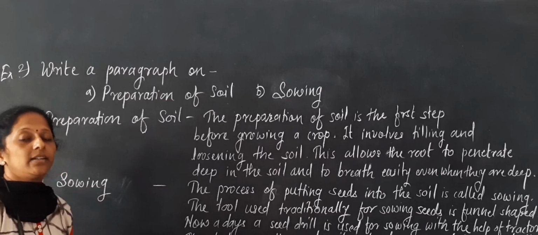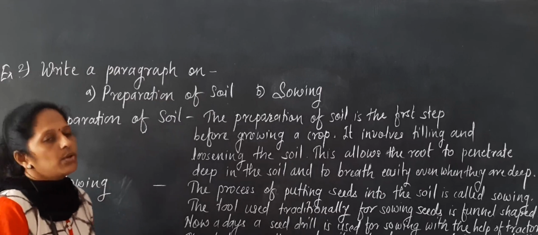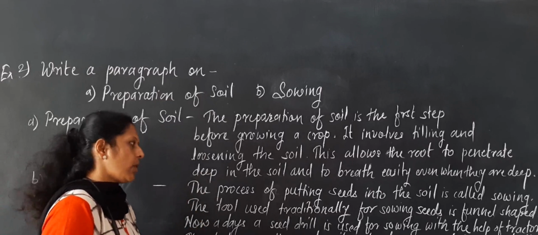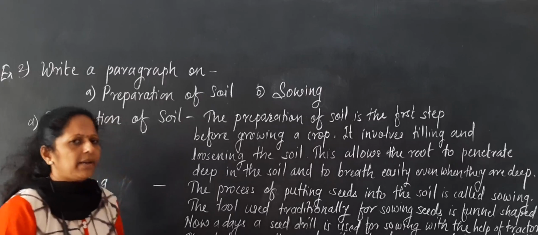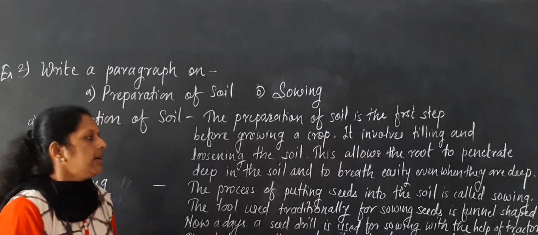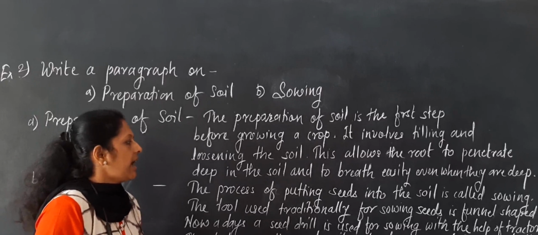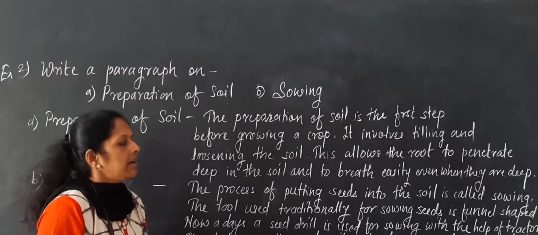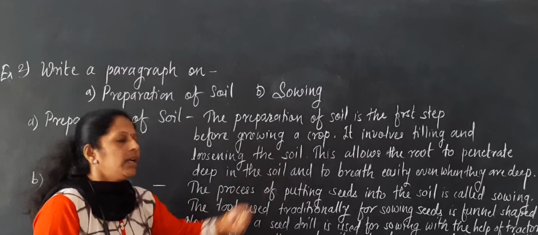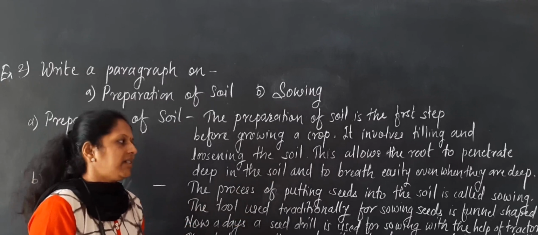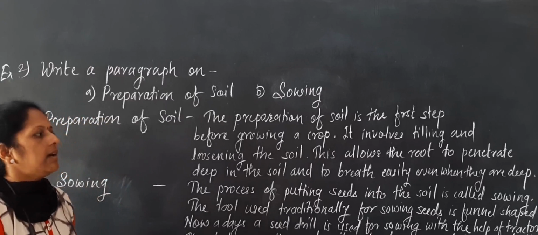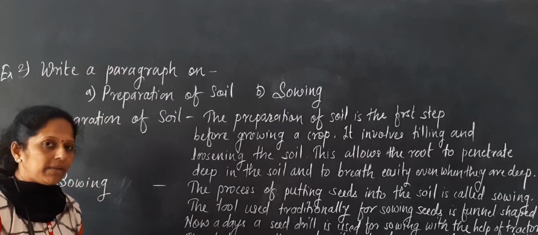Roots are going deeper into the soil. If they are penetrating, it means they are going deep in the soil, and they can breathe easily even when they are deep. They breathe easily because when there is turning and loosening of the soil, it helps the plants breathe easily when they are deep, and this allows roots to penetrate deeply in the soil.